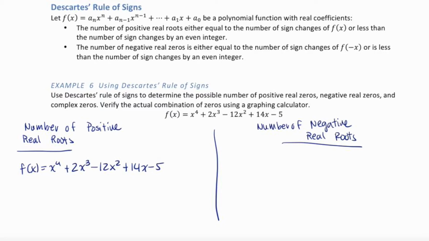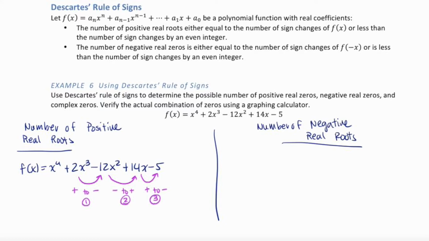Let's see, how many times do we change signs? Here we go from positive to positive, so there's no change. But from the x cubed to the x squared term, we go from a positive 2x cubed to a negative 12x squared. So this is from a plus to minus, so that's one change. And then immediately we go back to a plus, so minus to plus. And then finally we go back to a negative again, so this is plus to minus. So that gives us 1, 2, 3 sign changes.